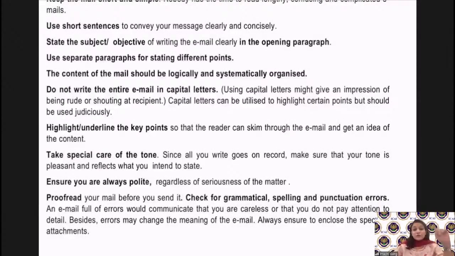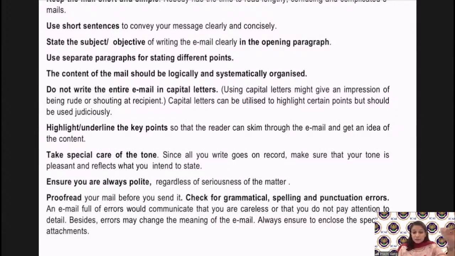Take special care of tone. See, this point has come again. Whatever email you're writing, that comes on the record. Somebody is going to save that email. So make sure your tone is polite, pleasant, and reflects what you intend to say. Ensure you're always polite, regardless of the seriousness of the matter. No matter how much you want to scream at somebody or be angry at somebody, always ensure that you're polite in emails.